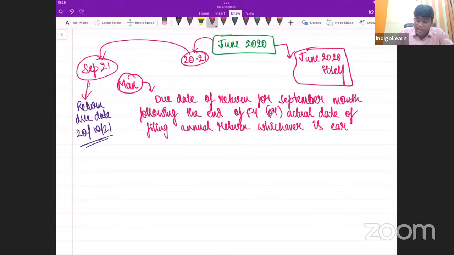Whichever is earlier. Generally, annual return due date is 31st December. So if annual return is filed before 20th October, then that becomes the maximum time limit. If annual return is filed after 20th October, then maximum time limit is 20th October. So the maximum time limit to claim input tax credit is the due date of return for September month following the end of financial year, or actual date of filing annual return, whichever is earlier. That is the story of time limit to claim input tax credit, maximum time limit.